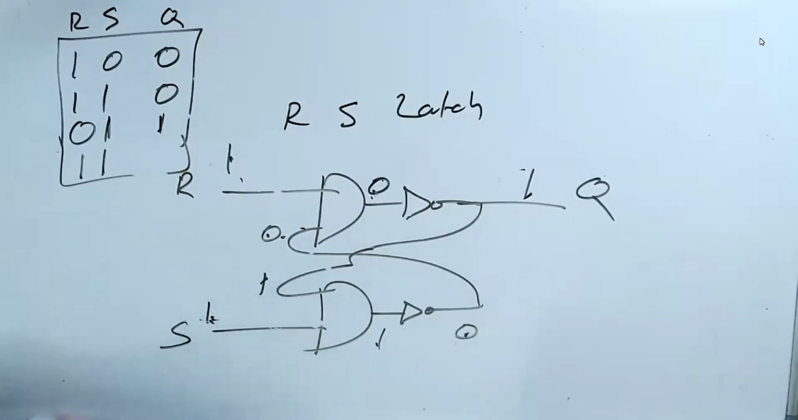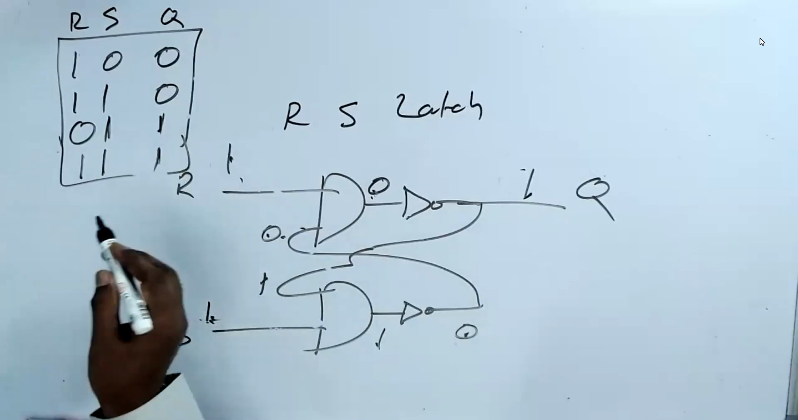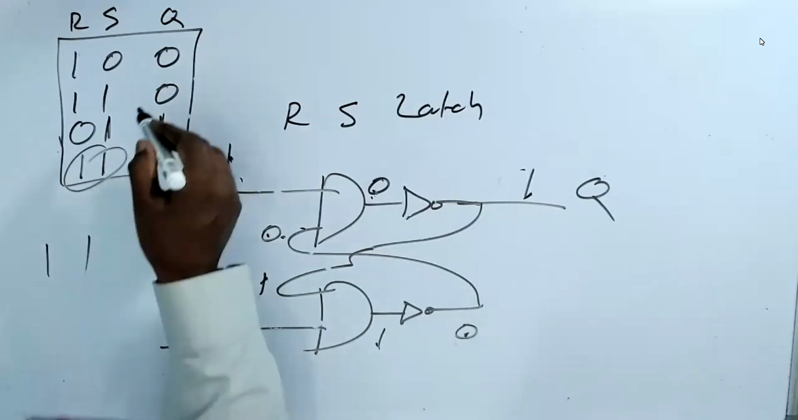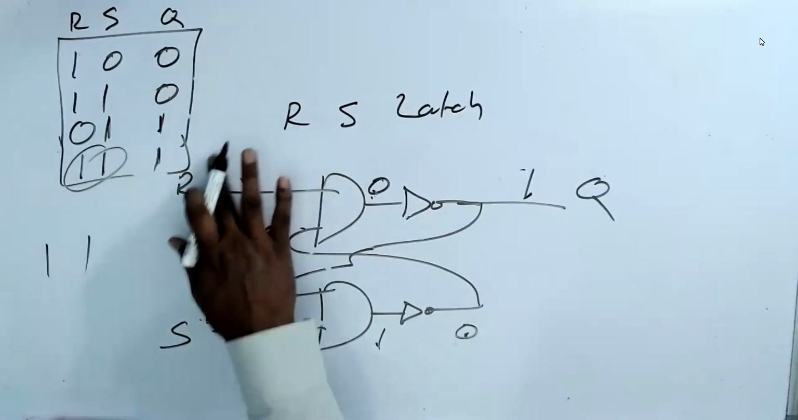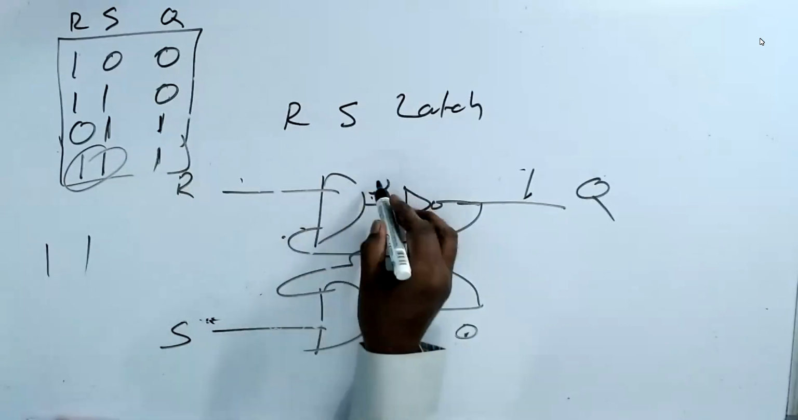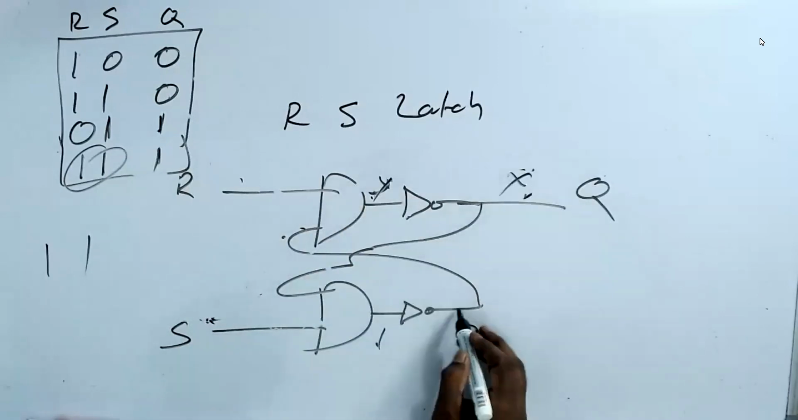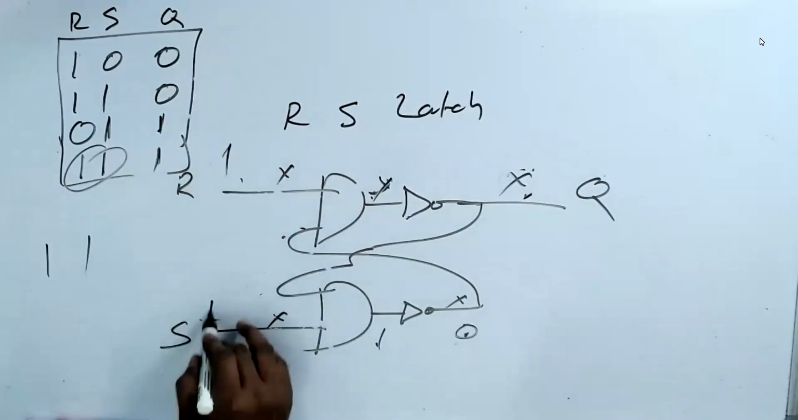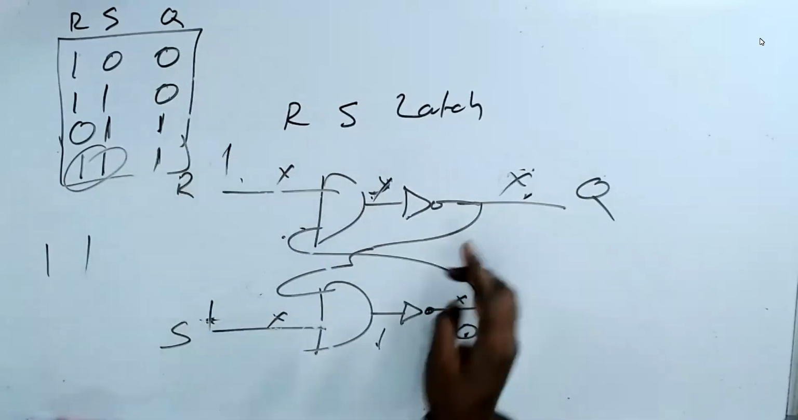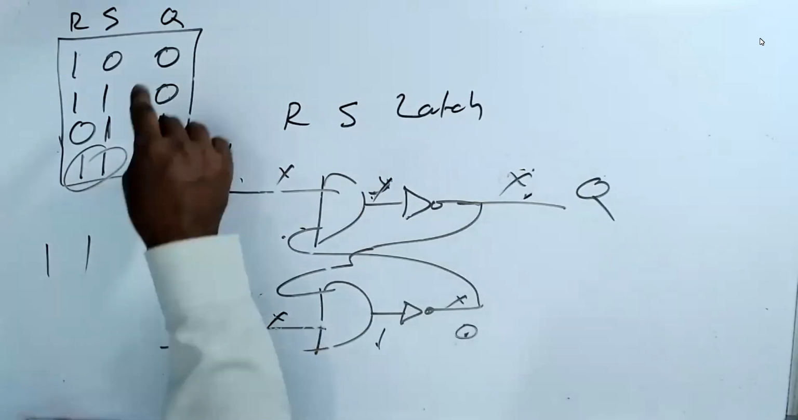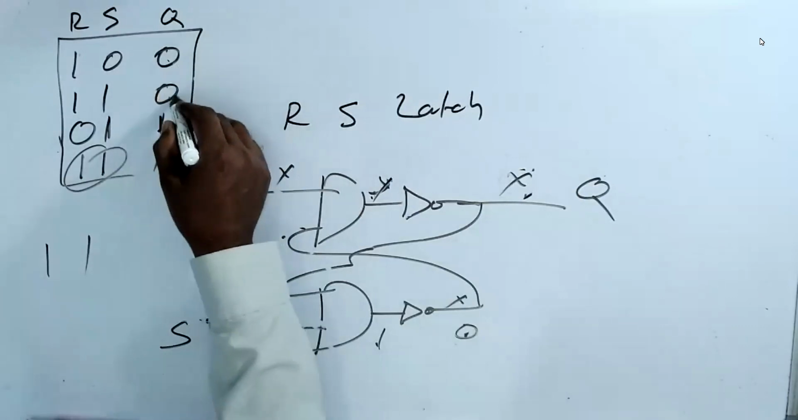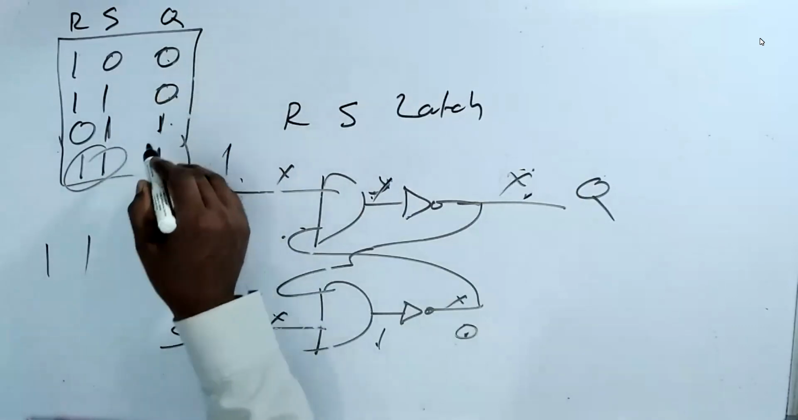The trick here is somebody actually asked why we don't start from 1, 1. What is 1, 1? It's Qn minus 1. Initially, when you start, everything is X. We don't know. If I start with 1, 1, the output is what? X, you don't know. So you have to start from a known state. That's why either you write 0 and make him remember, or write 1 and make him remember.